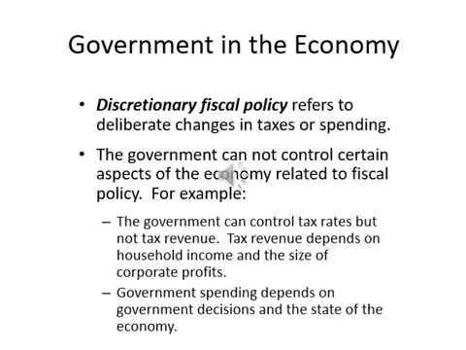Discretionary fiscal policy refers to deliberate changes in taxes or spending. The government cannot control certain aspects of the economy related to fiscal policy. For example, the government can control tax rates but not tax revenue. Tax revenue depends on household income and the size of corporate profits. Government spending depends on government decisions and the state of the economy.